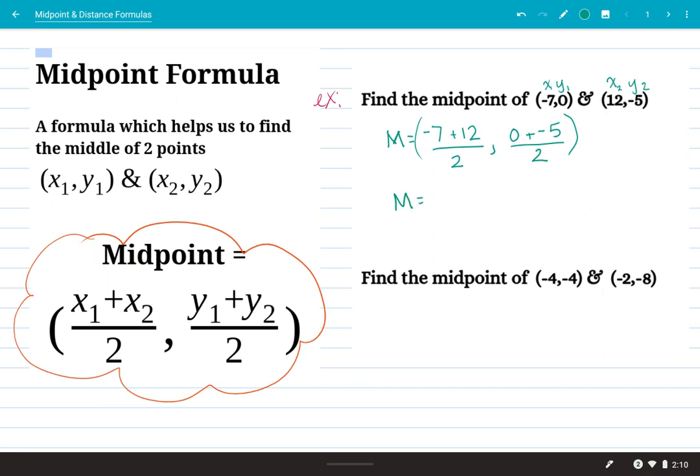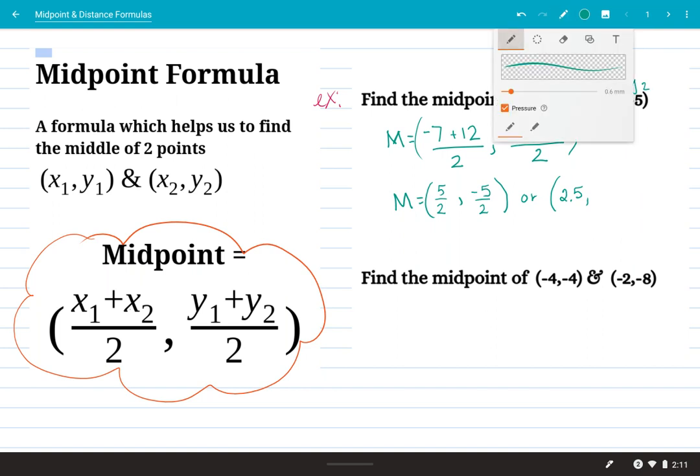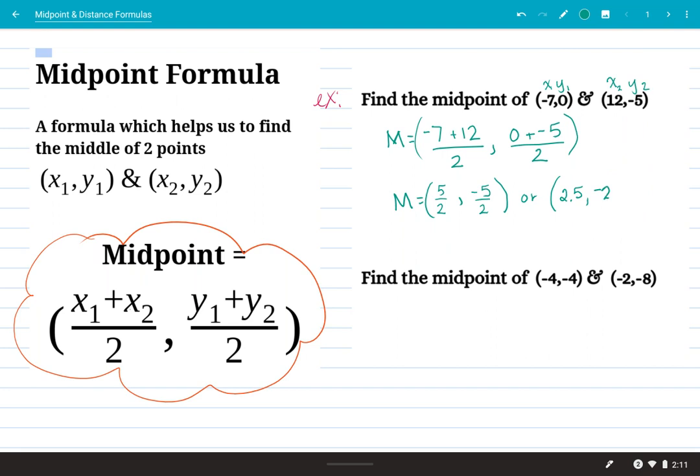So we're going to get negative 7 plus 12, so we get 5 over 2. And then we get 0 plus a negative 5 over 2. And you can leave it as a fraction, or you can go ahead and divide it and get a decimal. Either one will work. Oops, I was writing the numbers too quick. And it would be a negative 2.5.